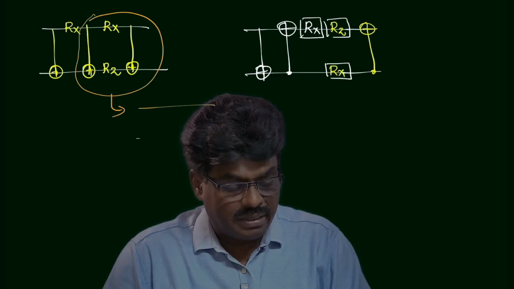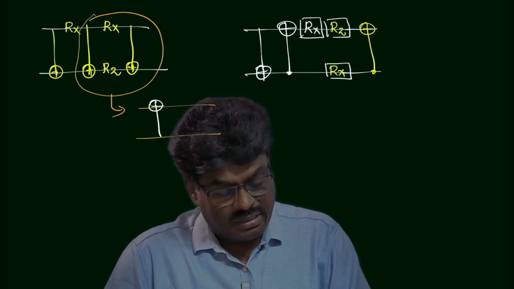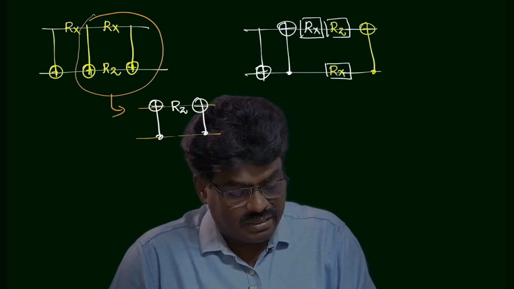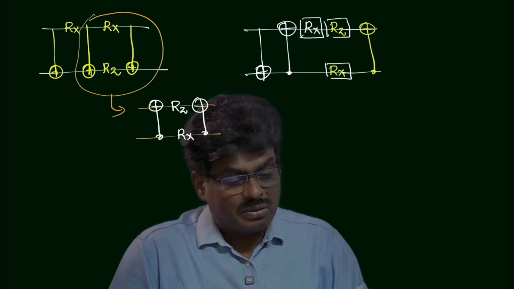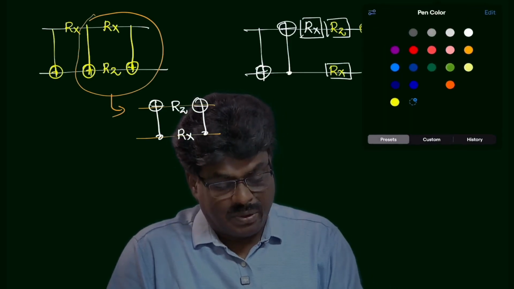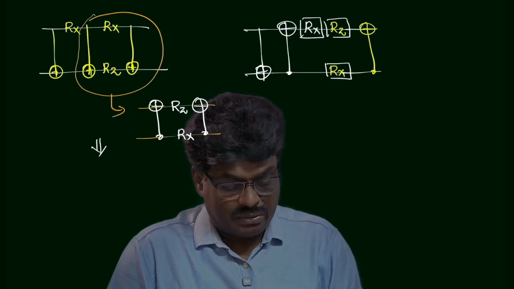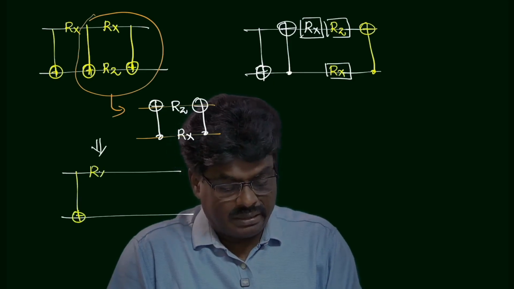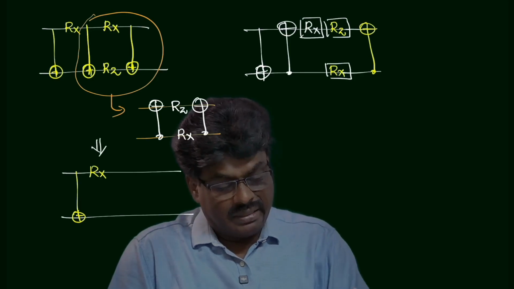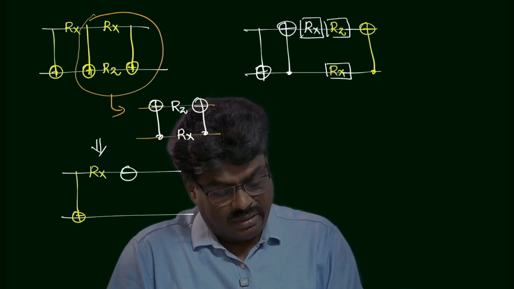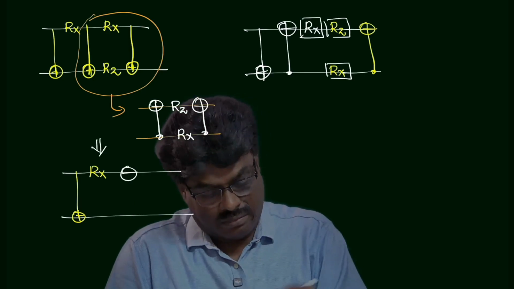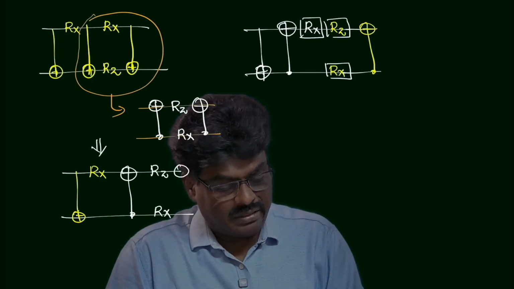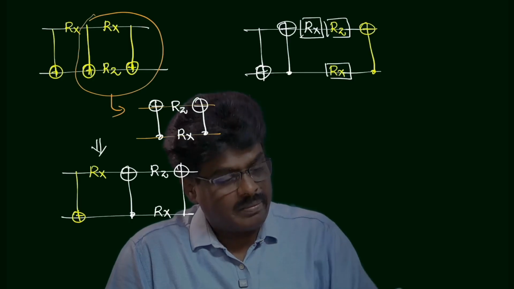So this is nothing but reverse CNOT and reverse CNOT, and Rx and Rz also reversed, Rz and Rx. By using this, the circuit is modified. First CNOT as usual, next Rx as usual. Now I am applying this, then it will become reverse CNOT, here Rz and here Rx and reverse CNOT.